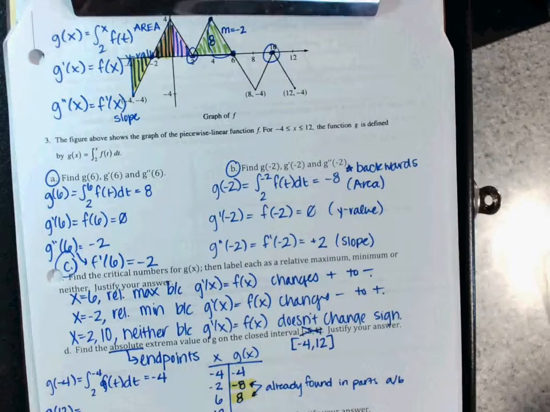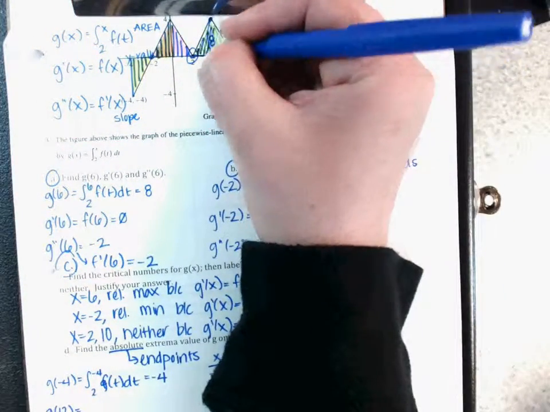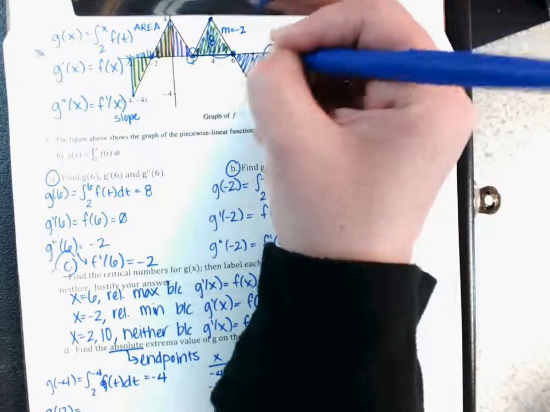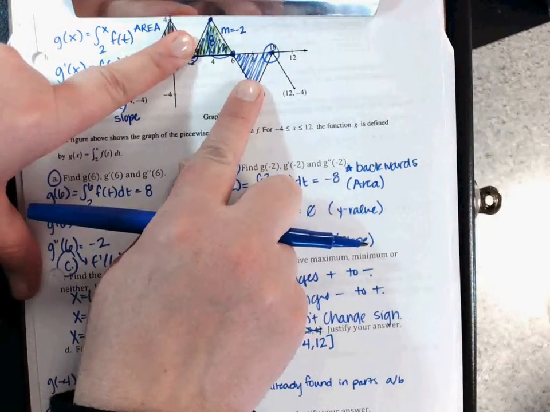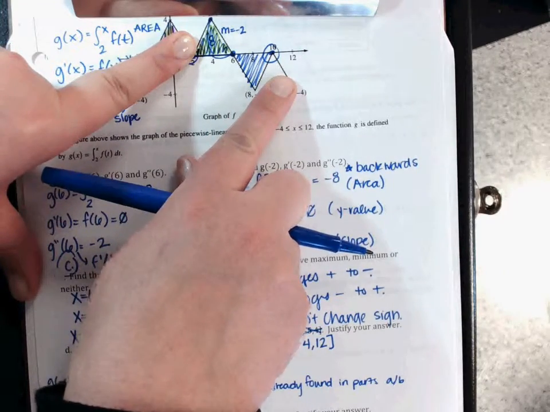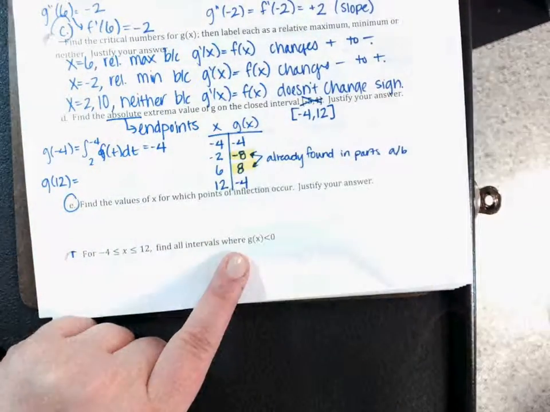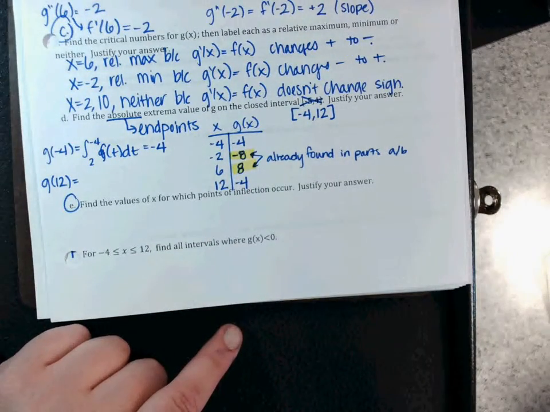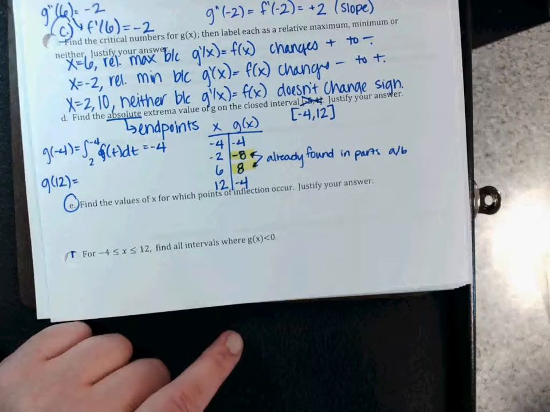Then G of 12. I'm not integrating until 2, so that's here. What's going to happen with this triangle and this triangle? With these two? Cancel out. I have a little baby triangle left over. That's 4, but it's 4 below. So it will be negative 4. So then I would write my absolute max is 8 at 6. My absolute min is negative 8 at negative 2.